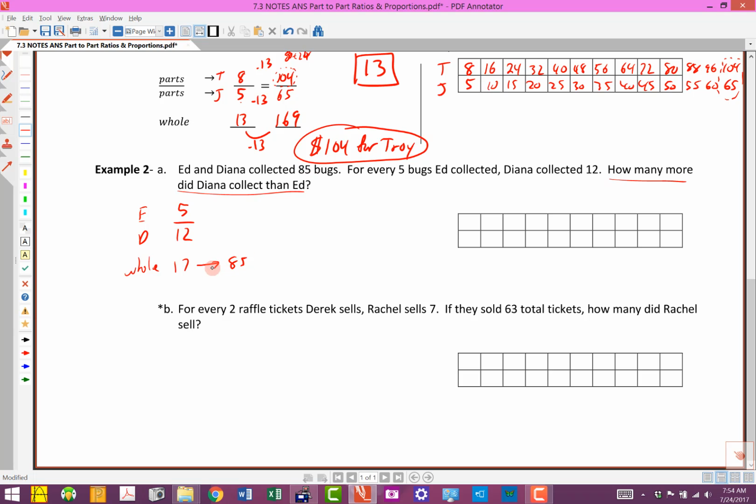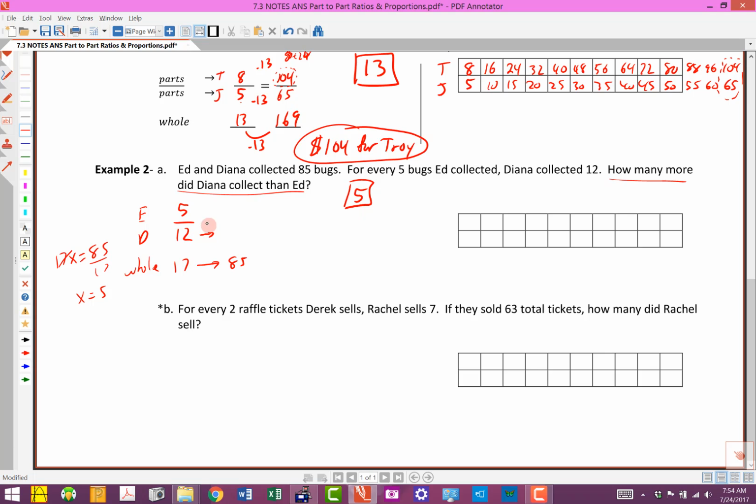So here's our comparison. Here's how we can figure out what the scale factor is. So 17 times what number equals 85? So I'm going to do 17 times x equals 85. We're going to divide by 17. We're going to get x equals 5. So the scale factor on this one is 5.